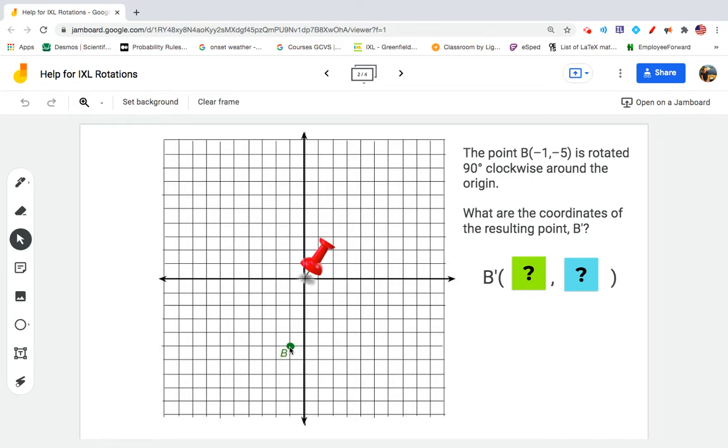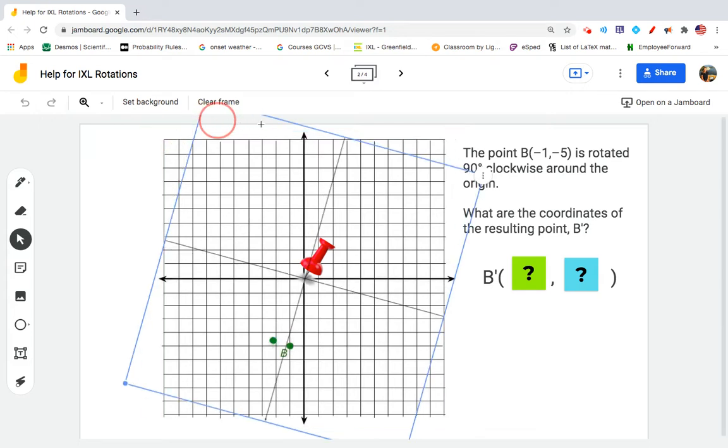So what I'd love for you to imagine is that on this coordinate plane you place a piece of tracing paper on top of that. And imagine next that you have traced over the y-axis and the x-axis, and you have also put a dot on top of point B. Now you're going to put a thumbtack down at the origin, and we're going to spin this tracing paper 90 degrees clockwise, and we want to see where point B ends up, or where point B lands.